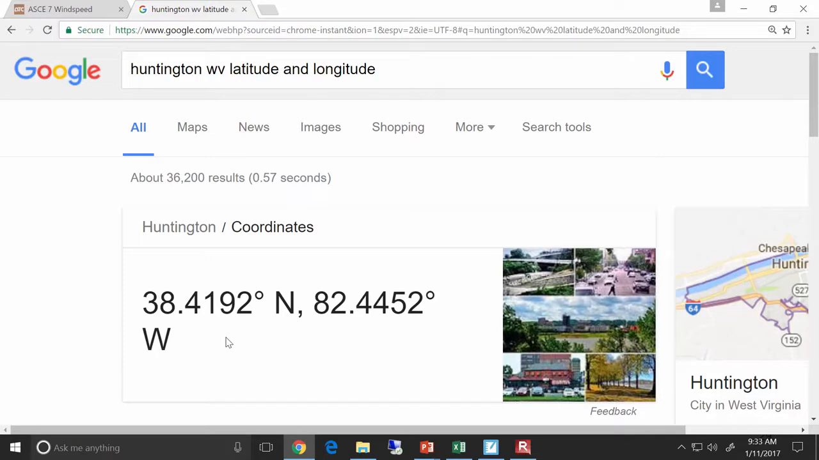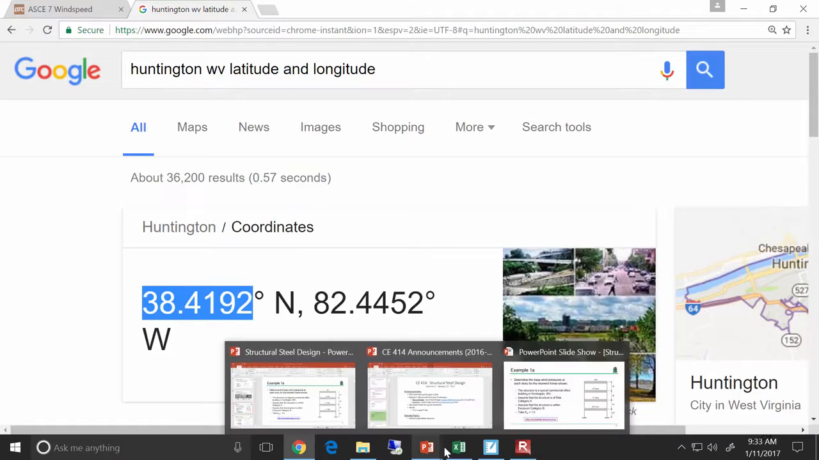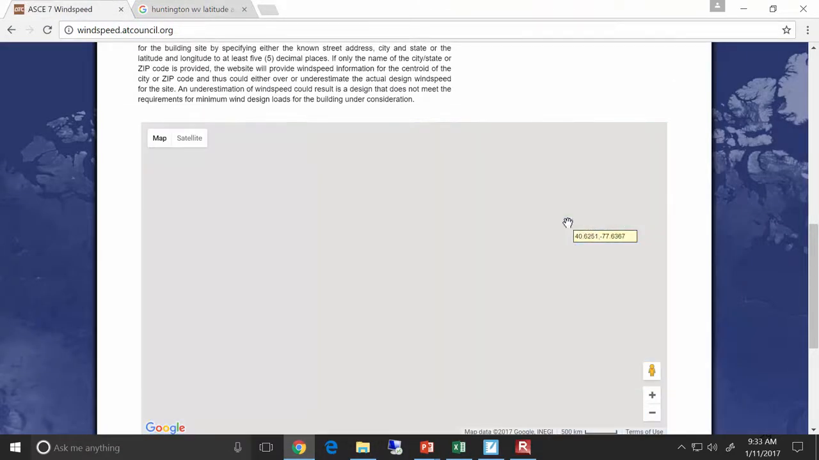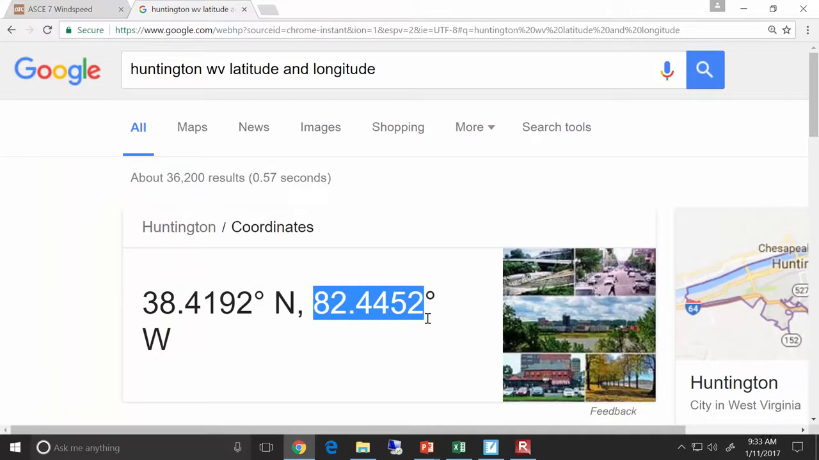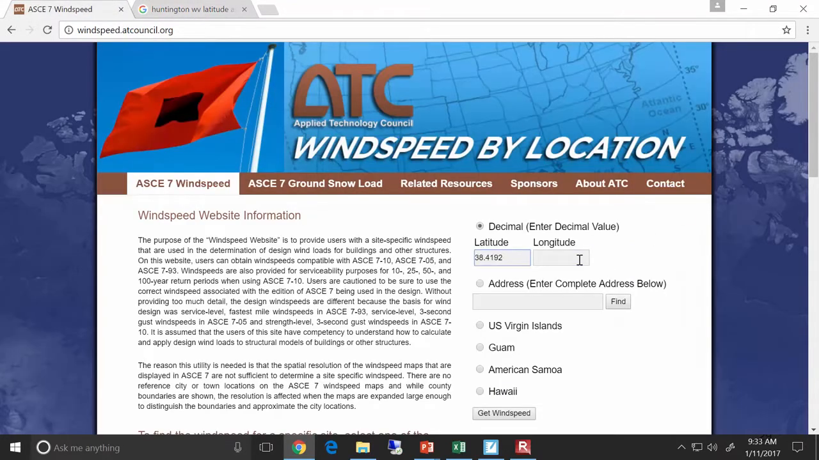In the end, our base wind speed in Huntington is generally going to be the same throughout. Now, our latitude and longitude here is 38.4192 degrees north and 82.4452 degrees west. Okay? So the way that we would enter this is, first off, let's copy and paste this here. Scroll up. So this is our latitude, and then our longitude right here goes here, but we have to think in terms of our coordinate systems.